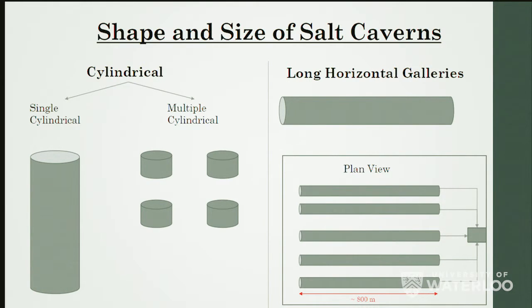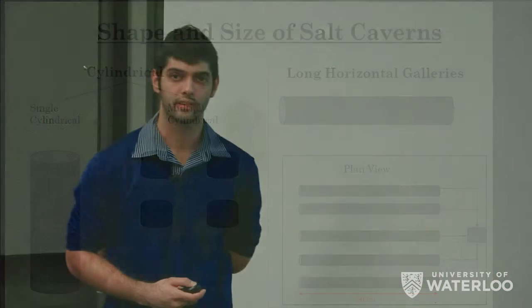Another option in Ontario is to build long horizontal galleries. That's because we have thinner salt beds, say around 25 meters to 30 meters, so we can build long horizontal galleries with around 800 meters to 1 kilometer in length, and the diameter can be around 25 meters to 30 meters. The issue with this is the solution mining. At this point, we're not fully sure how to solution mine a long horizontal gallery, but the cost will be relatively cheaper than multiple cylindrical caverns.